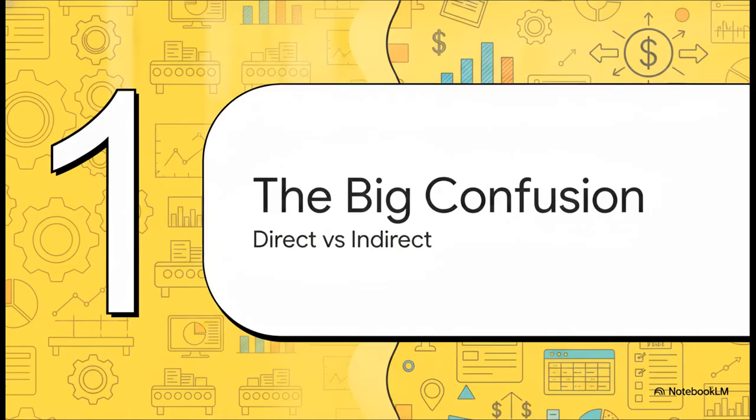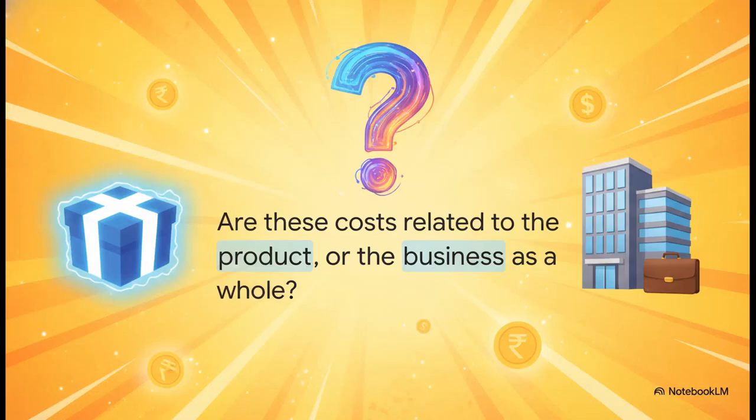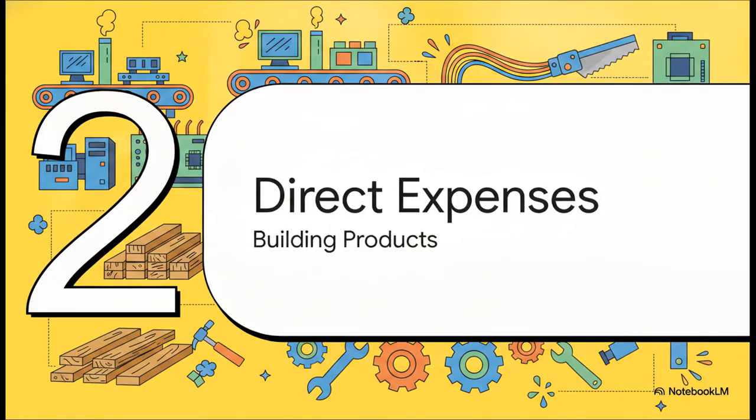All right, part 1, the big accounting confusion. Let's get into it. If you really want to master your accounting, asking yourself one single powerful question is literally your ultimate secret weapon. And it's this: are these costs related to the product itself or the business as a whole? Every single time you spend a rupee or a dollar, you need to ask yourself this. The answer to this question is exactly how you classify your costs, and it's exactly what we're going to master today. Moving on to part 2, direct expenses.